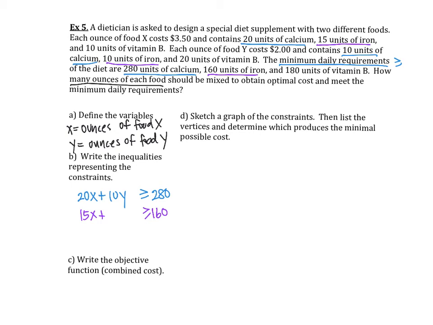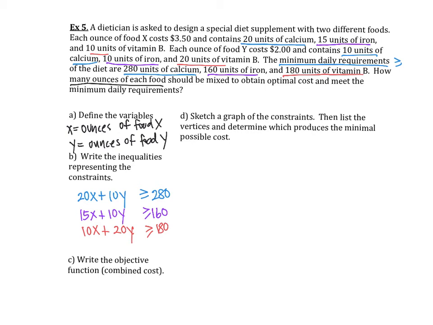And food Y has 10. Okay, and then what else? Vitamin D. So minimum daily requirement is 180 units of vitamin D. Food X has 10. Food Y has 20. Okay. Write the objective function. The objective function is the cost.